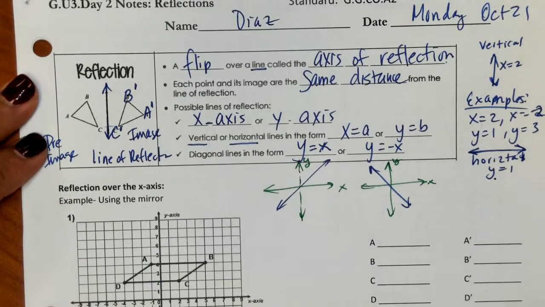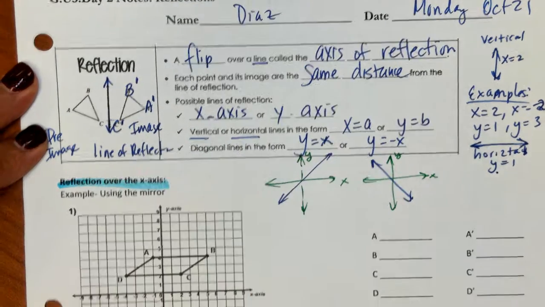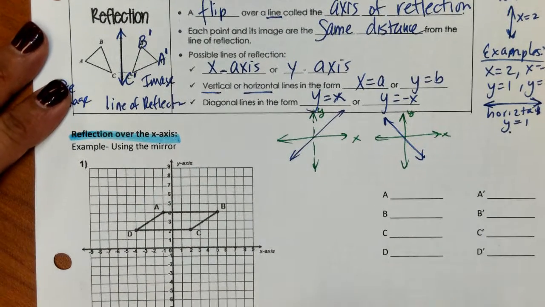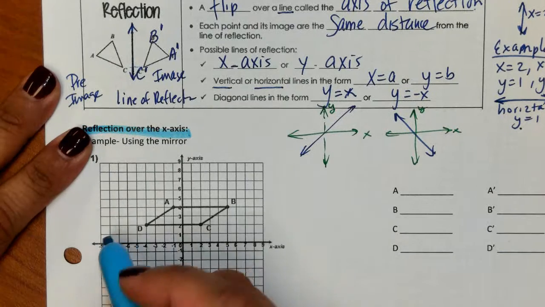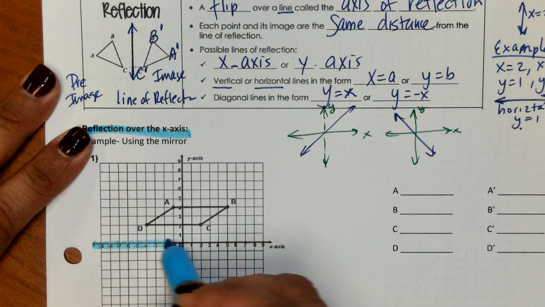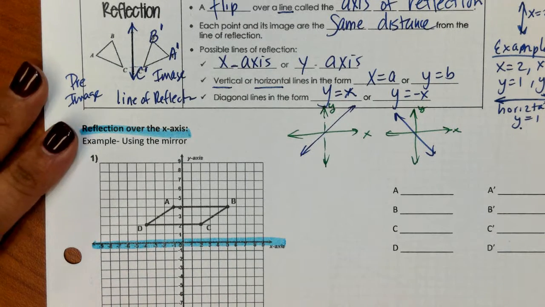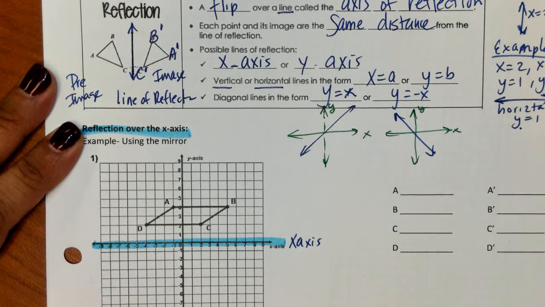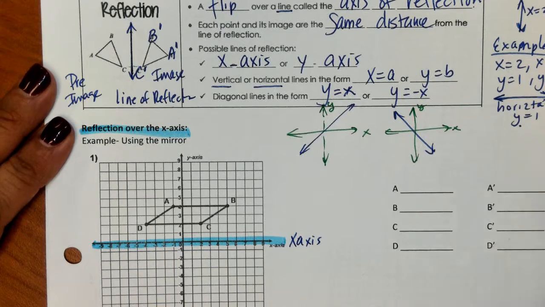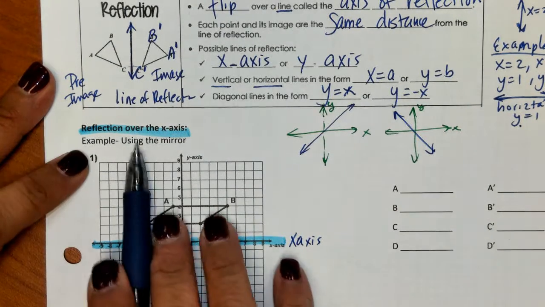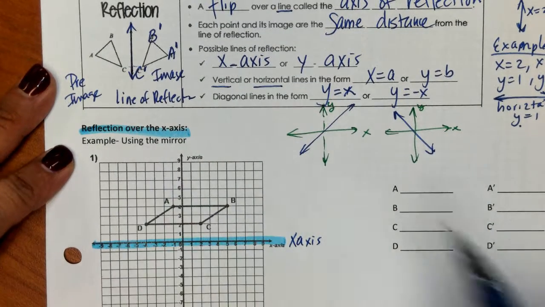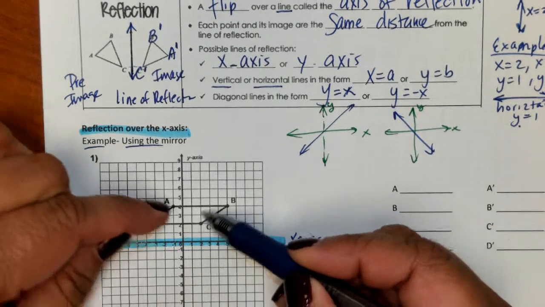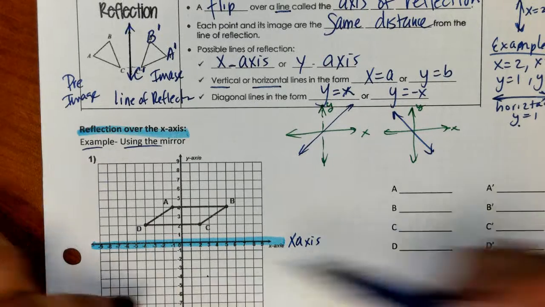So let's do the first one. The first one talks about reflection over the x-axis. We want to highlight that this is your x-axis, and we've been going over it for a few days to make sure you knew how to find your x and y-axis. Remember that quiz you took? Here's your y, here's your x. Today we're going to reflect over the axis. Notice, it's like using a mirror. So we want to take this object here and reflect it down here.